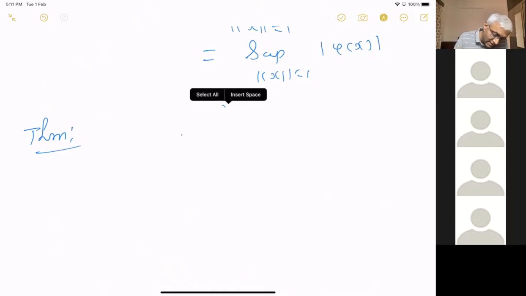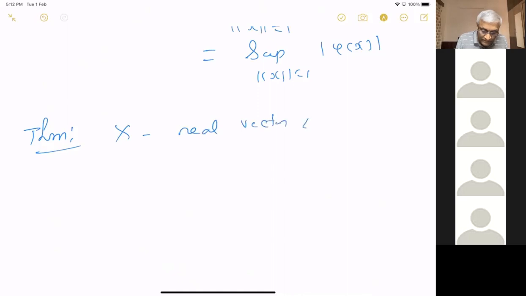Okay, so this is the theorem we want to prove. The following theorem. Here X need not even be a normed linear space. First we will prove this theorem for a real vector space, then we will prove it for a complex normed linear space, and we will be mostly dealing with complex normed linear spaces in this course. So let X be a real vector space, a vector space over the real field.